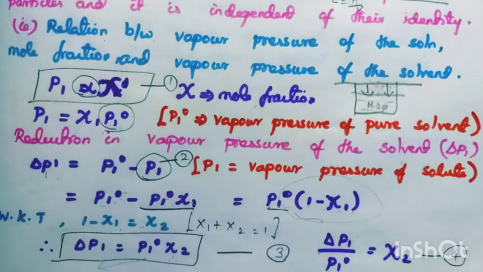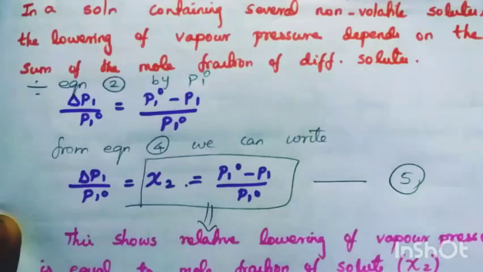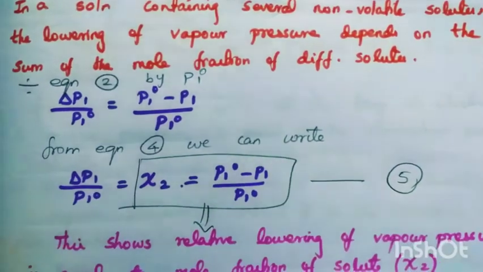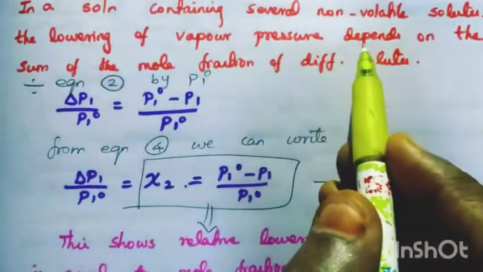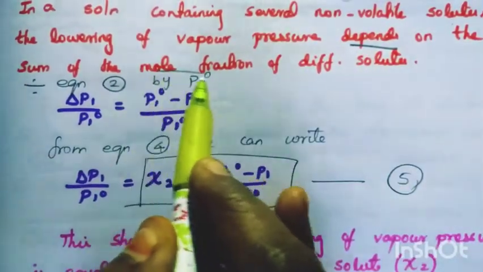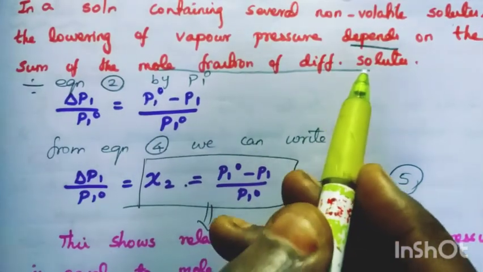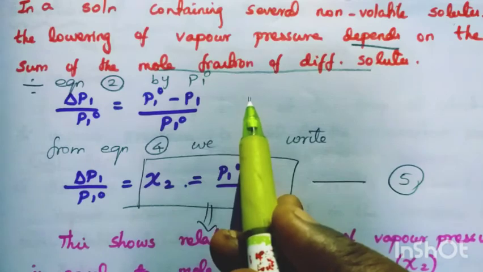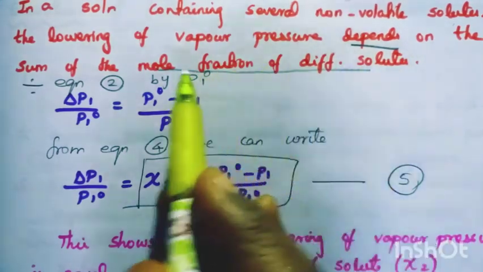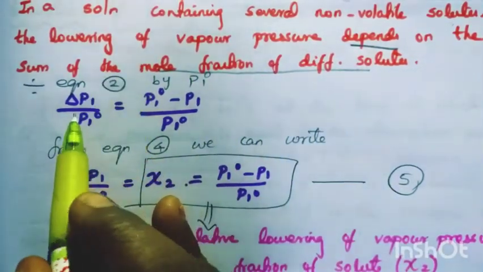Now the change in the vapor pressure divided by the vapor pressure of the pure solvent is equal to the mole fraction of the solute. 2 means solute. In a solution containing several non-volatile solutes, the lowering of vapor pressure depends upon the sum of the mole fractions of the different solutes. Here we take only one solute, therefore we write X2. If different, then it is the sum.